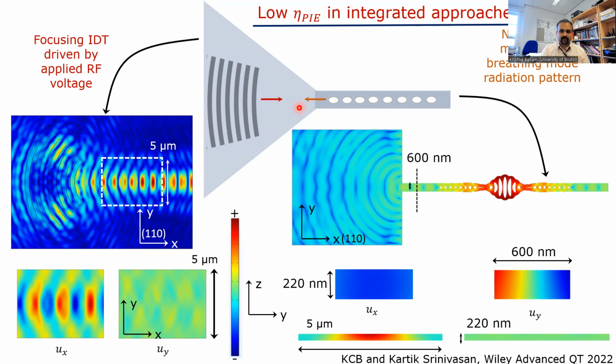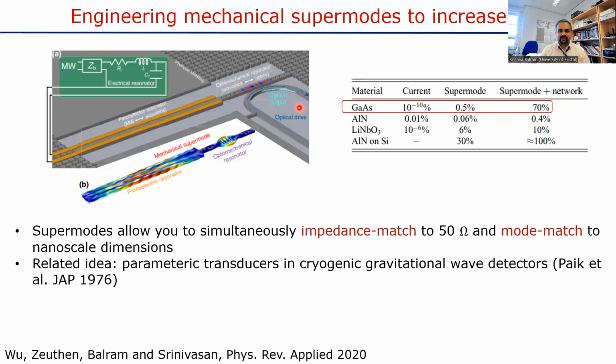So how do you address this problem? One way to think about this is that you're asking the transducer to do two different things at once. You're asking it to do impedance matching, where you're trying to impedance match to a 50 ohm load, but you're also trying to take the same transducer and do mode matching at the same time. And these two problems are very difficult to engineer with one transducer.